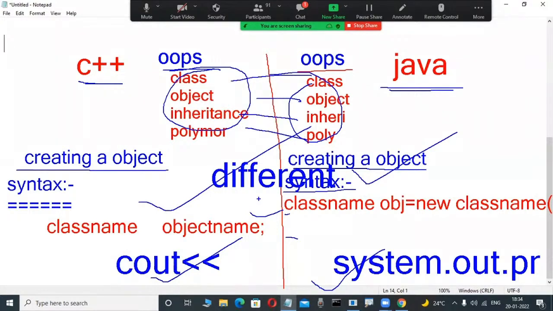Okay, fine. They are two different products from completely different companies. That's why the functions are different, and the syntax is also different. Same like here, also observe here.